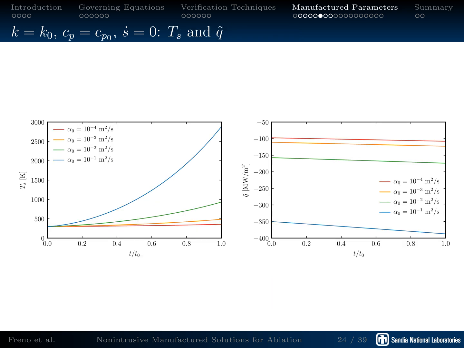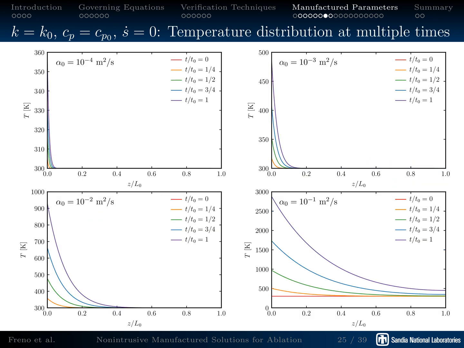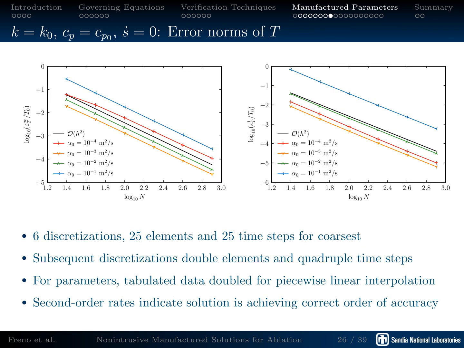Here are how the temperature and heat flux at the ablating surface vary with respect to time for multiple thermal diffusivity values alpha. These different values change the relative weights between the spatial discretization error and the temporal discretization error. On this slide, we see how the temperature varies along the ablating material at multiple instances in time, also for multiple thermal diffusivity values. Finally, we perform a mesh convergence study using the L infinity norm on the left and the L1 norm on the right.